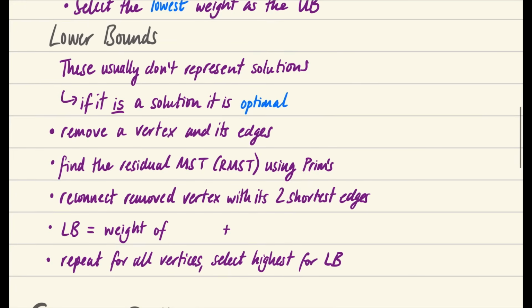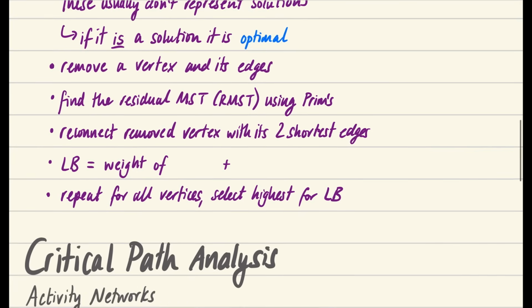Now, the way you do this particular lower bound approach is you remove a vertex and its edges. You then find the residual MST, the RMST, using Prim's. So you're not quite finding it of the whole thing. It's just a minimum spanning tree of the total network minus one vertex. And then you reconnect that removed vertex with its two shortest edges. And so the lower bound becomes the weight of that residual minimum spanning tree plus those two shortest edges that we've got there.